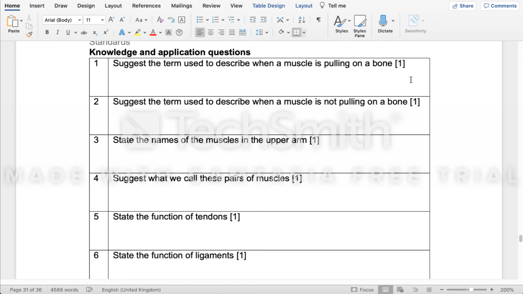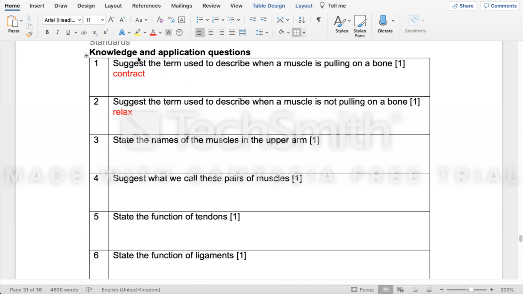Alright, so let's go through these questions really quick. Number 1, suggest a term used to describe when a muscle is pulling on a bone. So this is why I say it's quite important. This term is going to be contract. When you're contracting, you're pulling on something. And the opposite of that is question 2. Suggest a term used to describe when a muscle is not pulling on a bone. And this one is going to be relax. So remember, contract and relax are opposite terms that you're going to use to describe when muscles are pulling or not pulling.